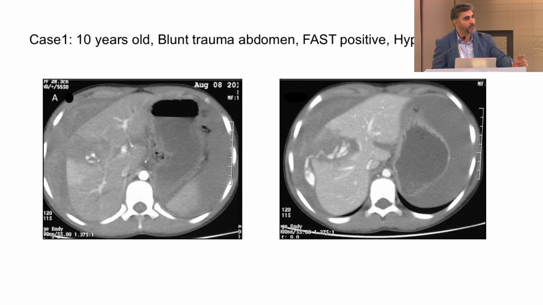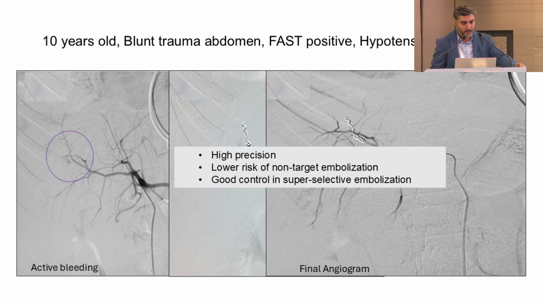It took some time for us to cannulate the celiac artery. It showed diffuse spasm, but ultimately we were able to take the run, and it shows some active contrast extravasation from the right hepatic artery. We selectively cannulated it and did coil embolization. Coils provide good control in superselective embolization, high precision, and lower risk of non-target embolization.